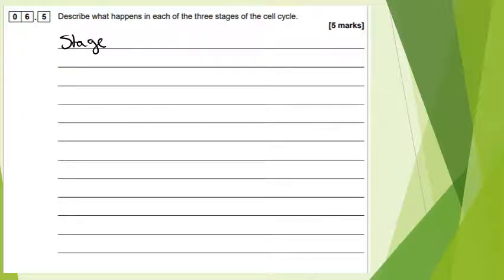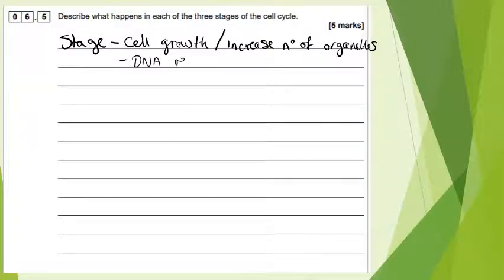So stage 1, we see the cell growing, so we see cell growth. And we see an increase in the number of organelles. Okay. We also, at this point, see the DNA replication happening. Okay, so everything is doubling up ready. Stage 2.